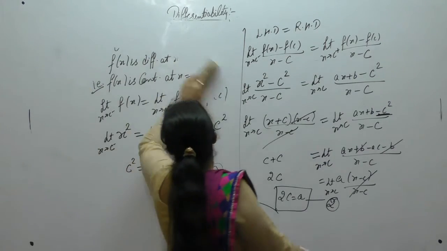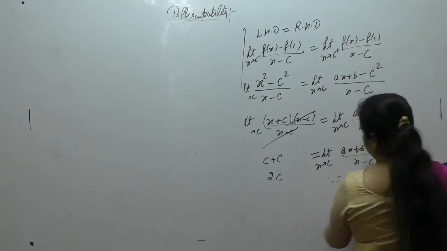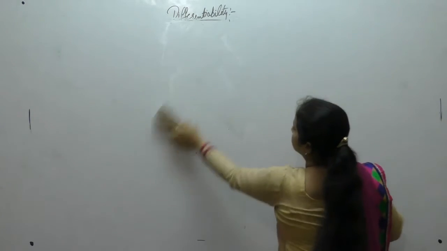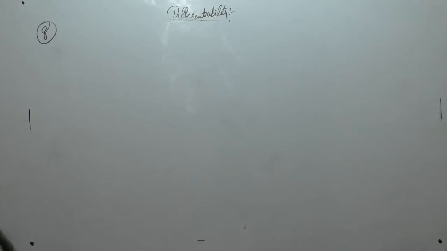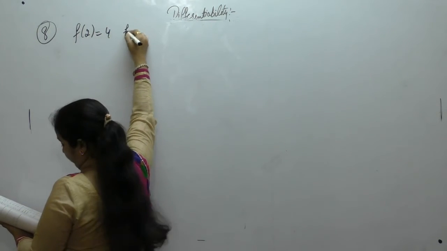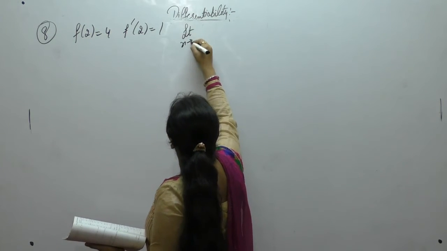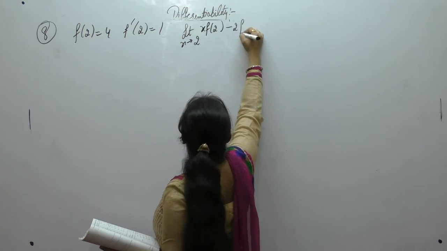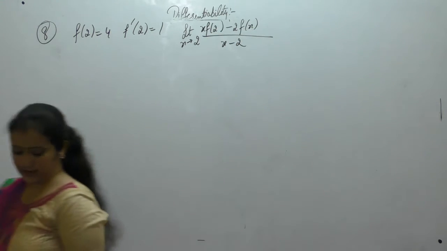Next one. Next question is, if f of 2 is equal to 4, f dash 2 is equal to 1, then find limit x tends to 2, x of f2 minus 2 of fx upon x minus 2.